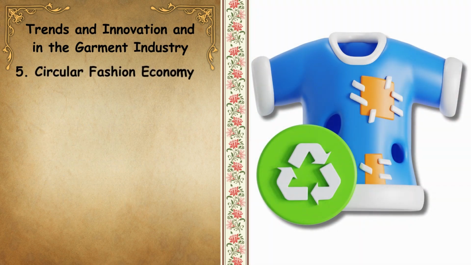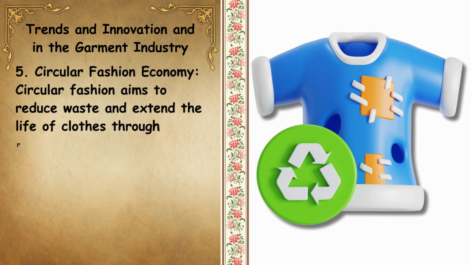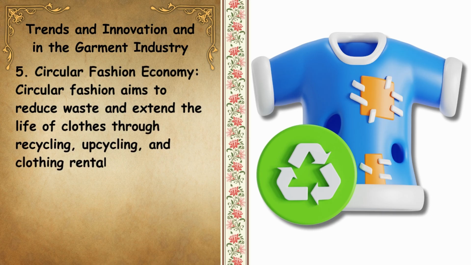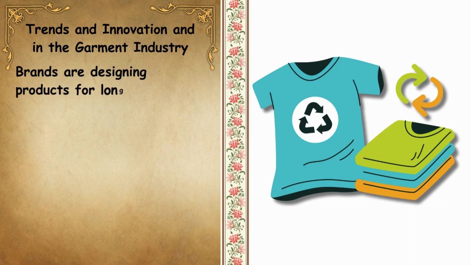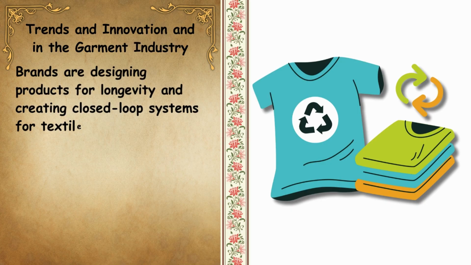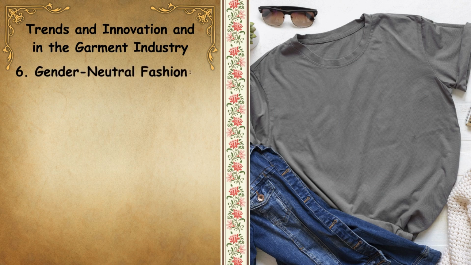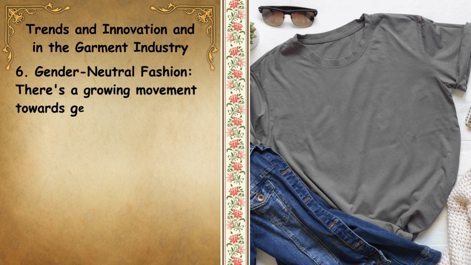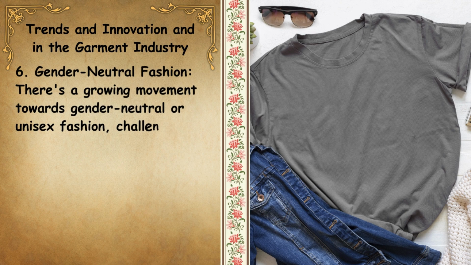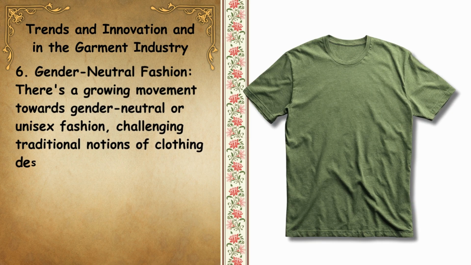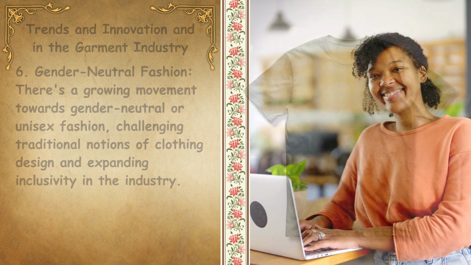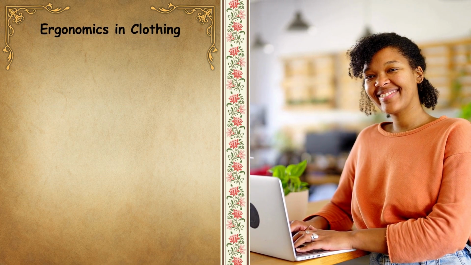5. Circular fashion economy. Circular fashion aims to reduce waste and extend the life of clothes through recycling, upcycling, and clothing rental or resale. Brands are designing products for longevity and creating closed-loop systems for textile production. 6. Gender-neutral fashion. There's a growing movement towards gender-neutral or unisex fashion, challenging traditional notions of clothing design and expanding inclusivity in the industry. Now let's talk about ergonomics in clothing.